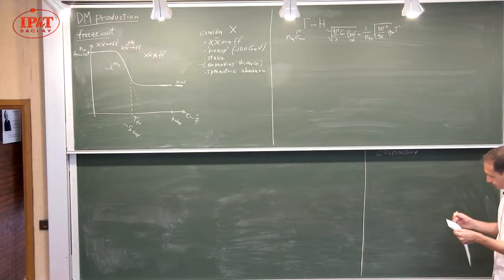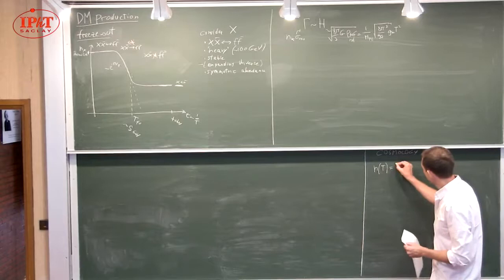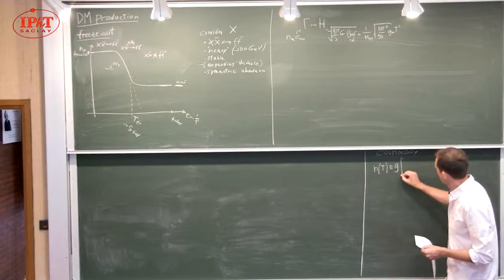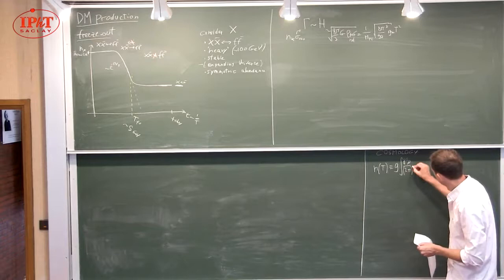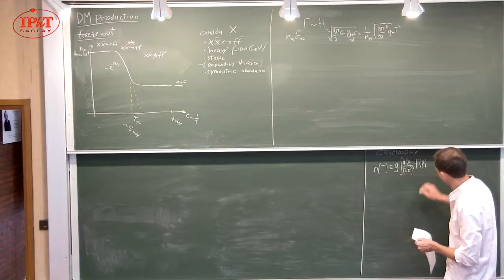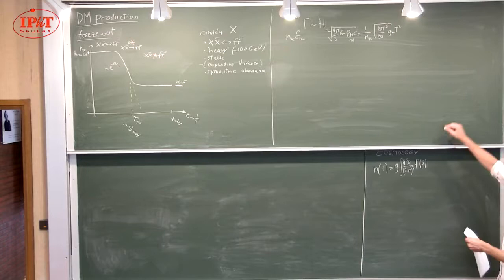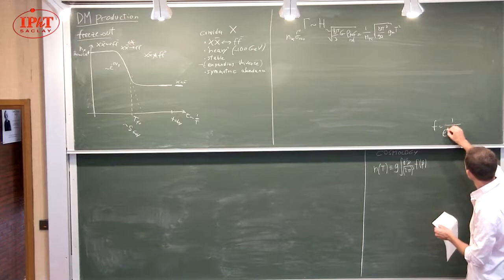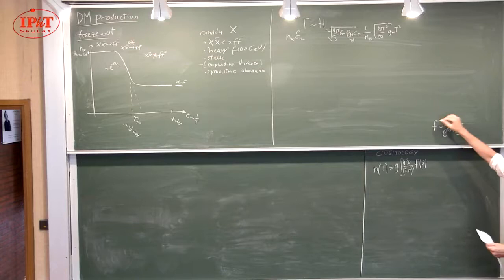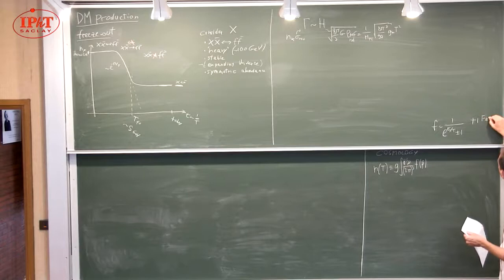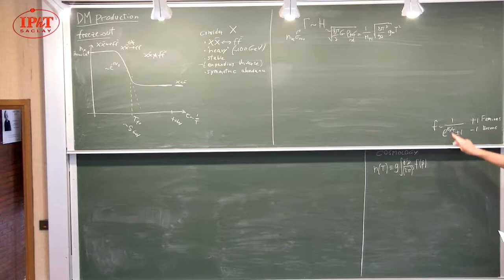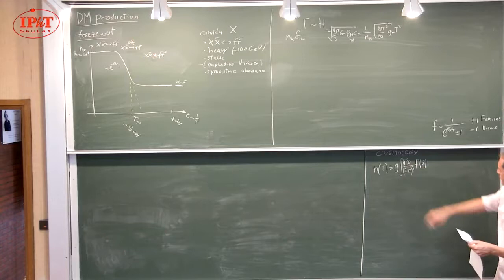The number density of a particle as a function of temperature T is defined by g, the internal degrees of freedom of the particle, and then the integral over the distribution f of p, where this f of p is, of course, let me write it here and then I will erase it. f is equal to 1 divided by e to the E over T, plus or minus 1, right? This is the standard distribution: plus 1 in the case of fermions, Fermi-Dirac statistics, and minus 1 in the case of bosons. You would have zero here if this is just the Maxwell-Boltzmann distribution. So this is the number density of a particle at the temperature T.